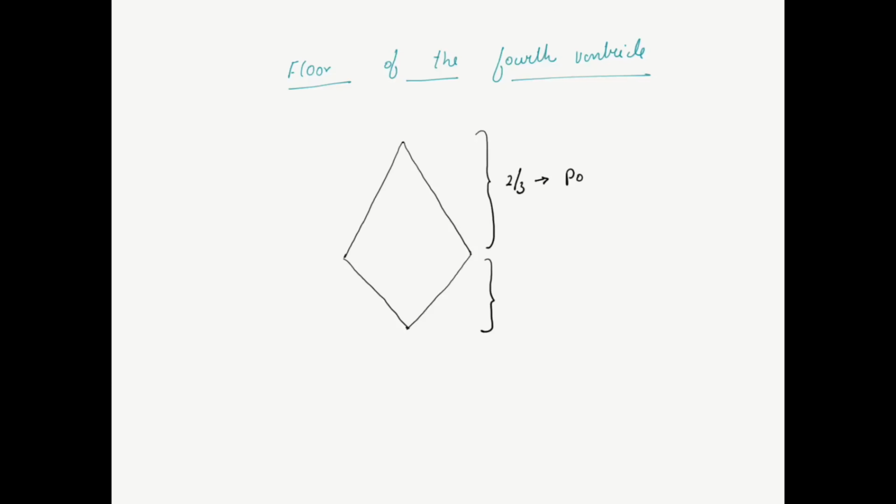Now let's discuss the floor of the fourth ventricle. The floor of the fourth ventricle is a rhomboid structure with the upper 2/3 formed by the pons and the lower 1/3 formed by the medulla. It extends from the aqueduct up to the obex, and laterally it extends up to the foramen of Luschka. Whenever we describe the floor of the fourth ventricle, we divide it into three parts.